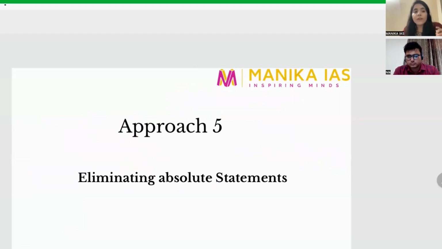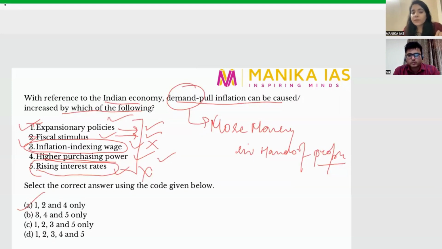Do you have anything else to add? No, ma'am, well explained. I think the point is that we need to understand the basics. We need to know what inflation is. We are not saying that if you don't know inflation or fiscal stimulus, you can just attempt this question; the basics have to be there. But the point we are putting is that even if you have a bit of confusion, you can solve the question with your basic understanding as well. Absolutely, application of the concept will always help you.